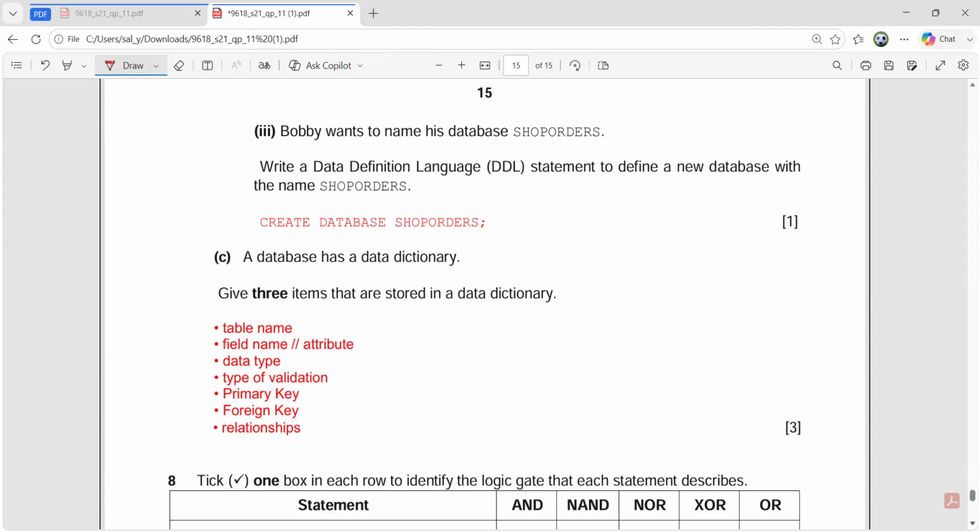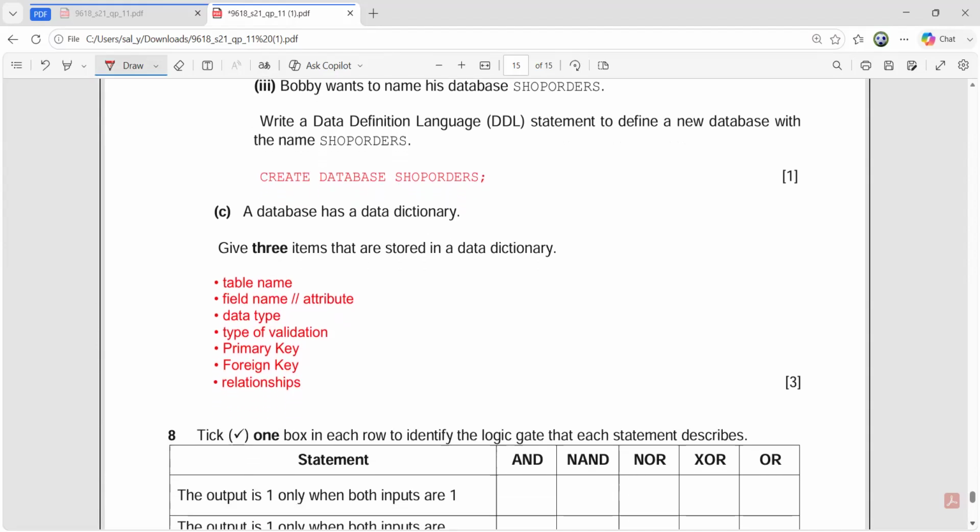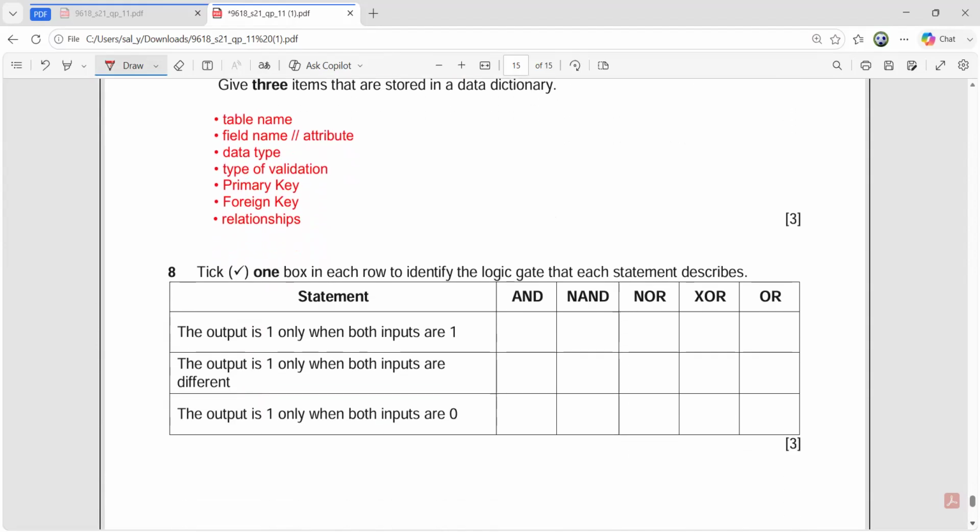Now moving to another question, and that is your question number 8. This question number 8 is, tick one box in each row to identify the logic gate that each statement describes. Now, the statement is: output is 1 only when both inputs are 1. Is it AND, NAND, NOR, XOR, or OR? Now just see, the output is 1 only when both inputs are 1. So which is the right answer?